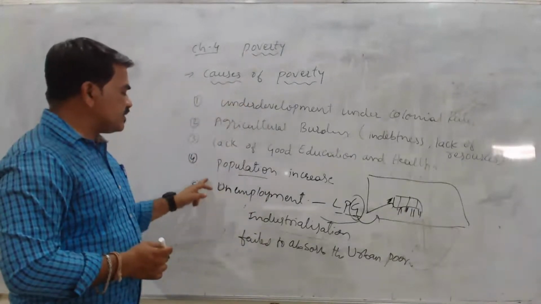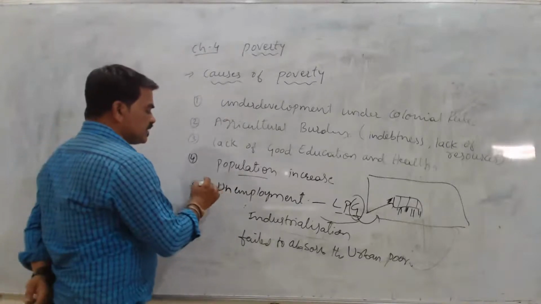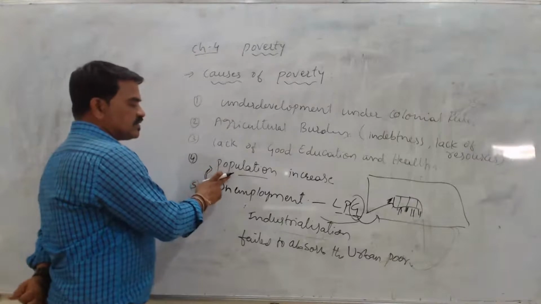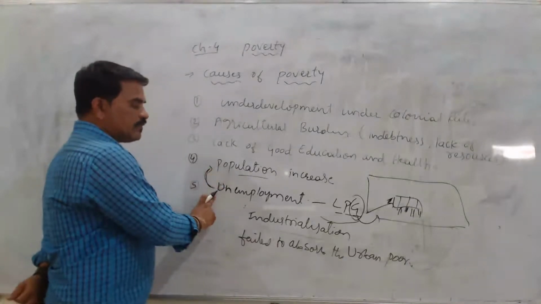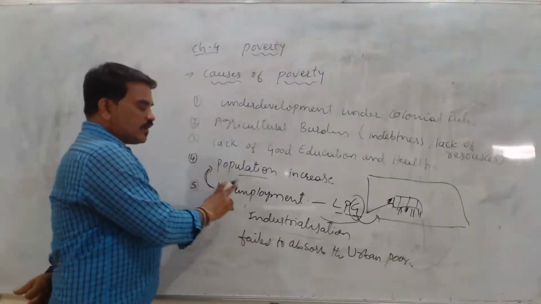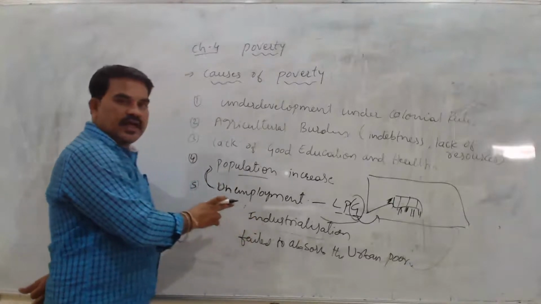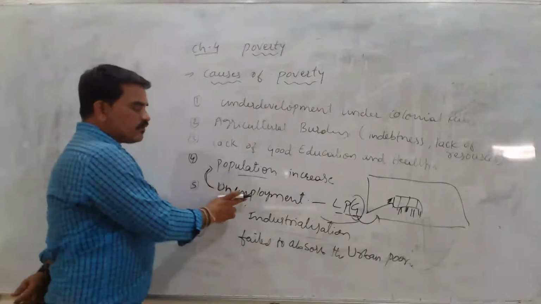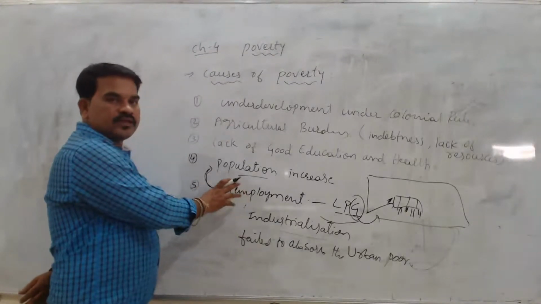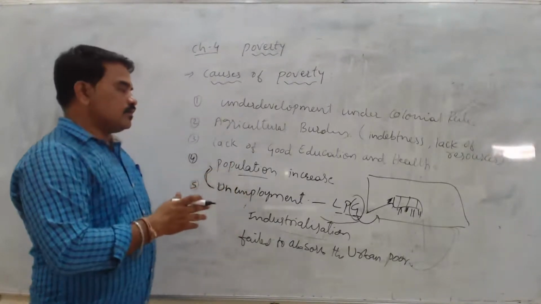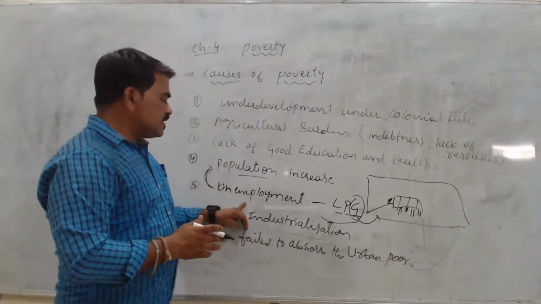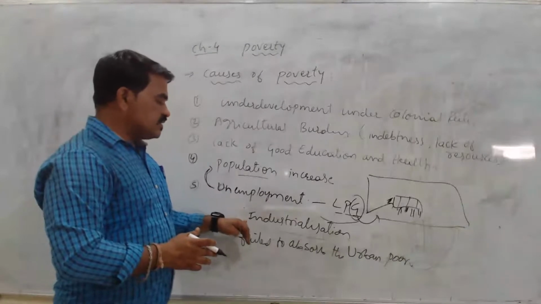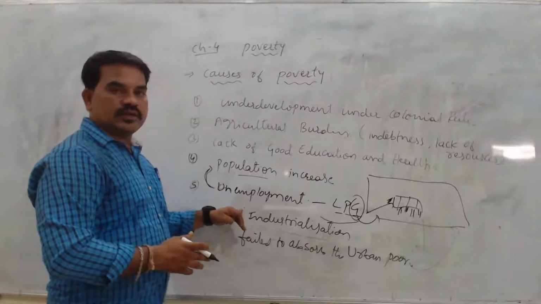Unemployment again is the result of this population increase. The increase in population led to unemployment because even the government or industrialization didn't come up with a proper plan to absorb these unemployed people. There is no proper program to get these people employed. Even industrialization failed in doing that.